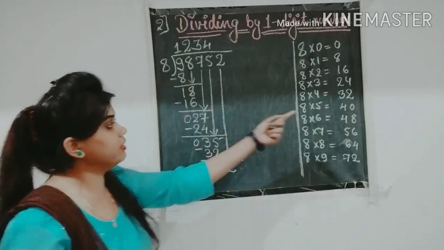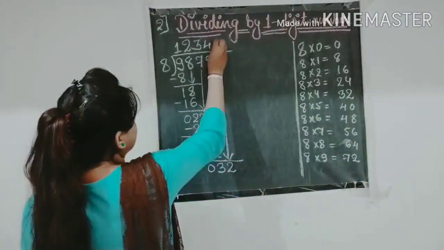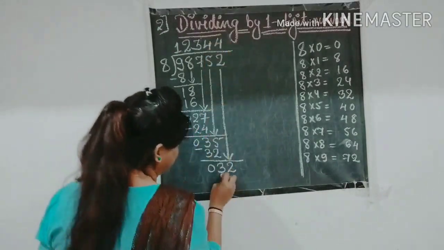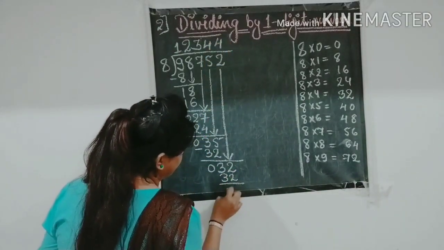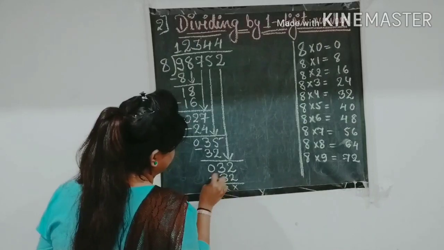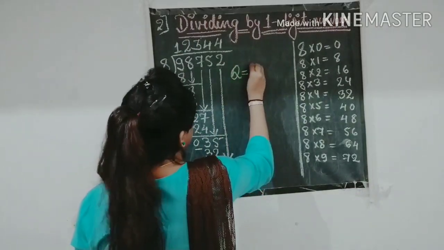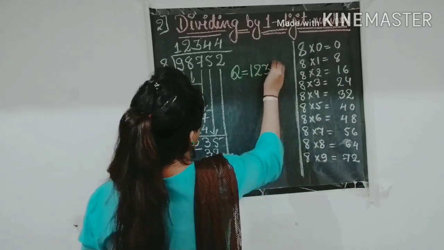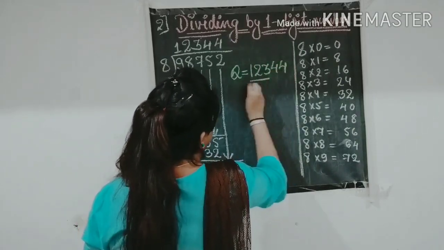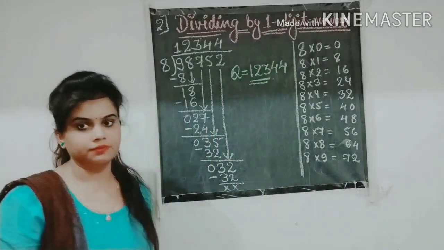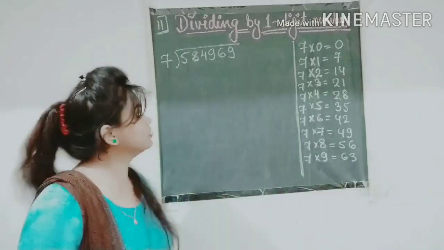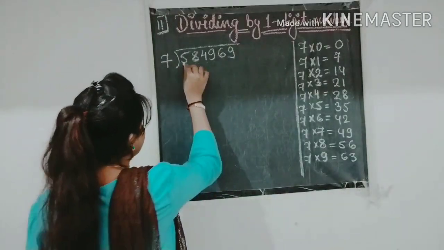Now in 8's table we have 32, 8 4 times. So 8 4's are 32. Again take it and this will cancel out. So the quotient of this question is 1, 2, 3 and 4. This is your quotient. See one more question. This is question number 11 of your textbook.